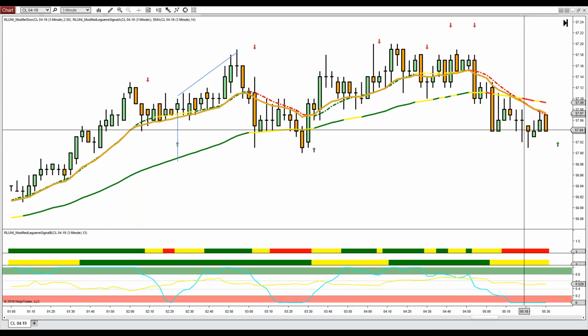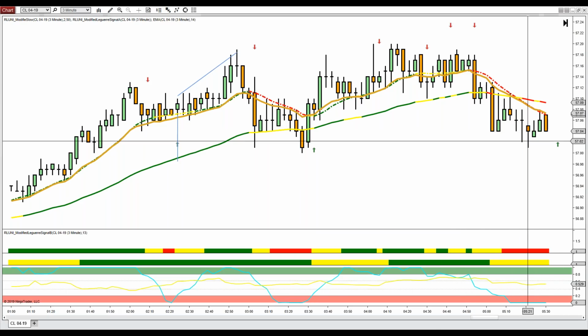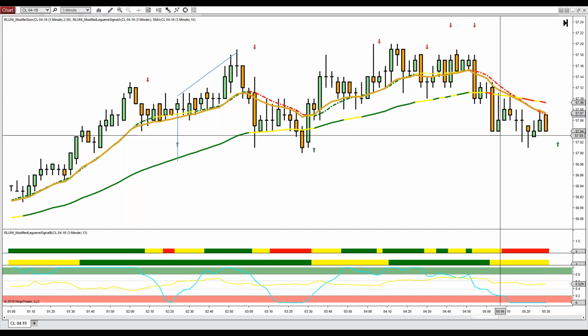So I don't like to trade during thin volume, and that's the same for Forex. I don't like to trade during thinly traded periods of time.